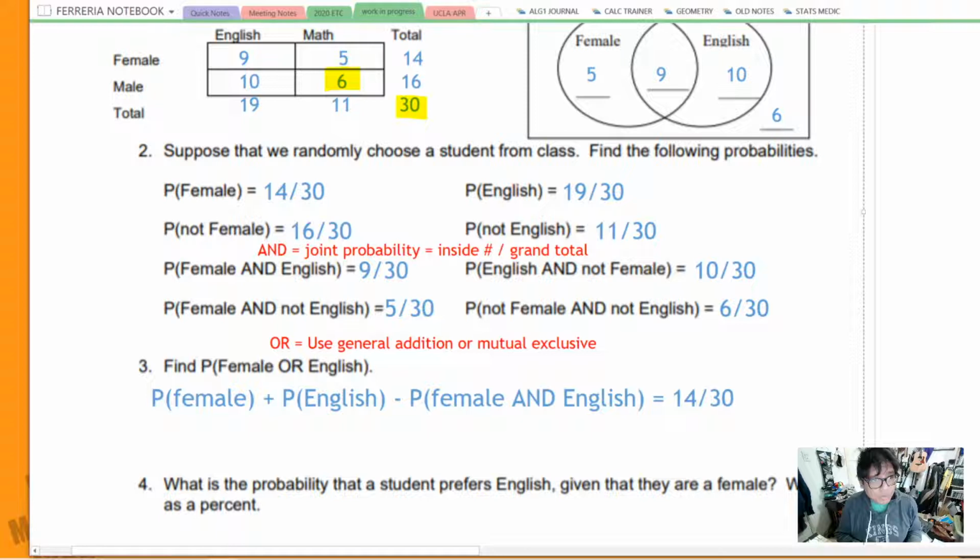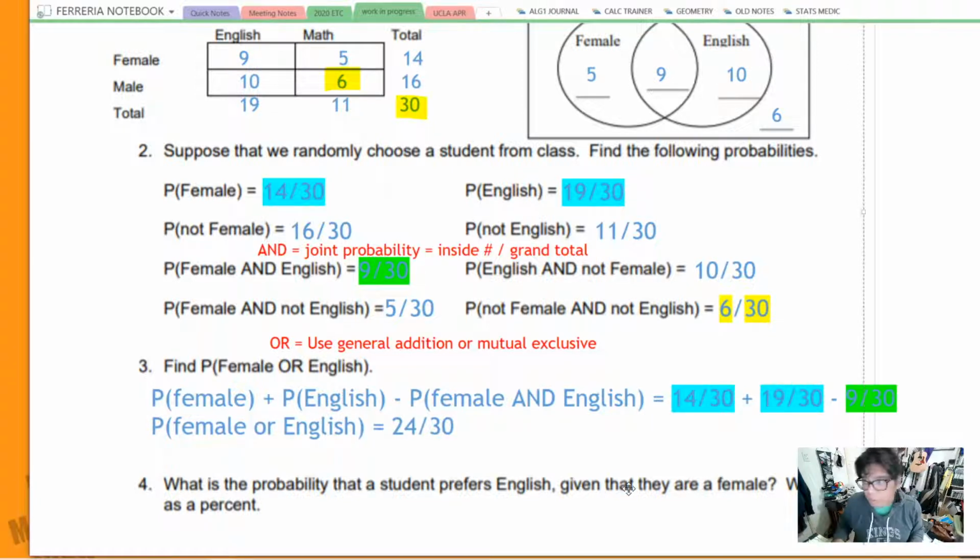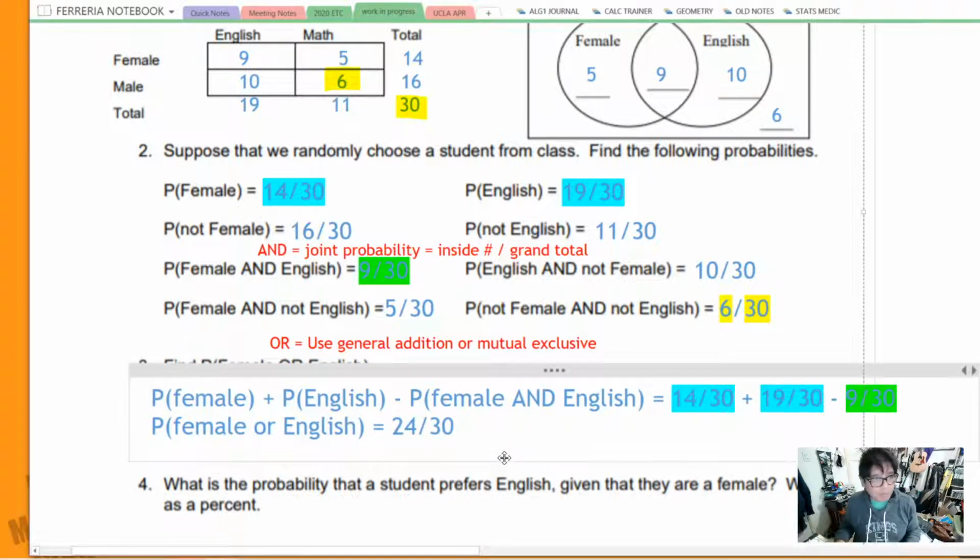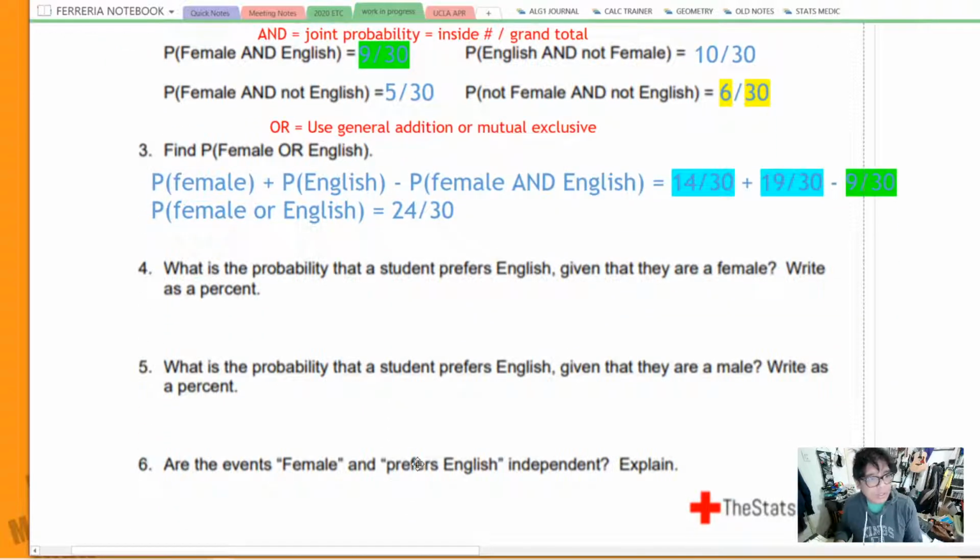So that's 14 of 30 plus 19 of 30 minus 9 out of 30. So that's going to be, I think, 24 out of 30. Hopefully that quick little refresher is going to be good for you. Now we're going to move on to new stuff.